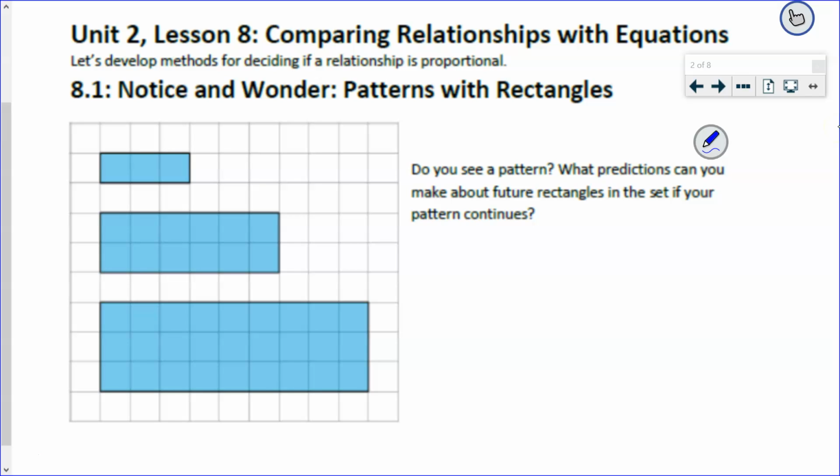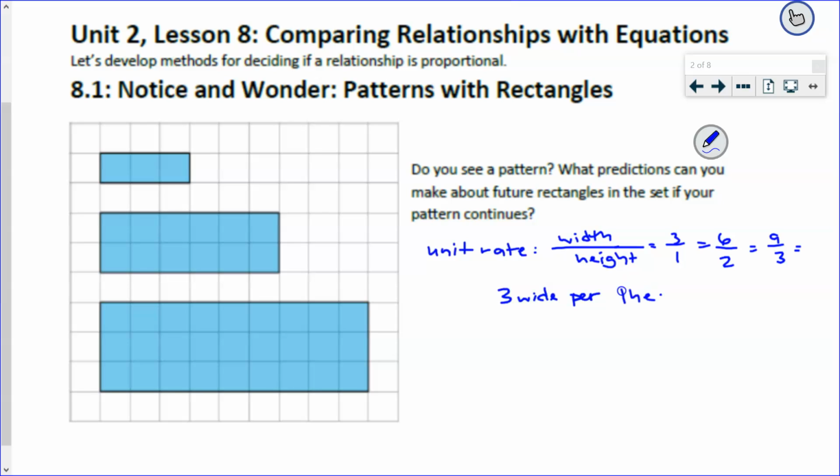Carter. Okay. So you looked for a unit rate, trying to compare width to height? For each one of these, here it was 3 wide and 1 high. Here it was 6 wide and 2 high. And here it was 9 wide, 3 high. So either way, the unit rate is 3 wide per 1 height. Kind of a weird unit rate to talk about, but yes, that was consistent all the way through.